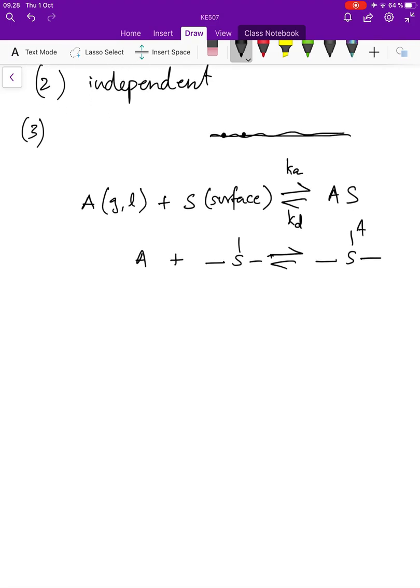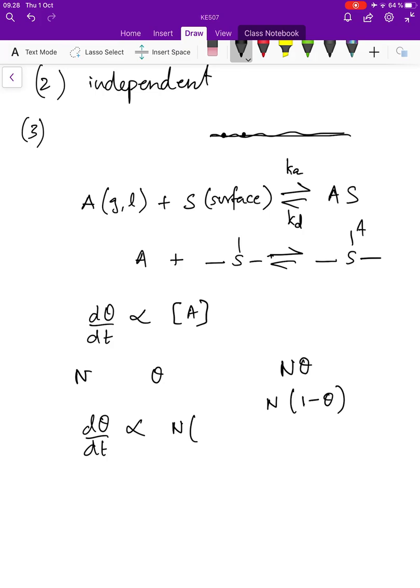Now, adsorption can only occur when a molecule hits the surface, and the number of molecules that hit the surface depends on the concentration. So the rate at which adsorption occurs must be proportional to the concentration of the species which is getting adsorbed. It is also proportional to the number of available sites. So if n is the total number of available sites and theta of them are already occupied, then the number of occupied sites is n theta, and the number of unoccupied sites is (1 minus theta) multiplied by n.